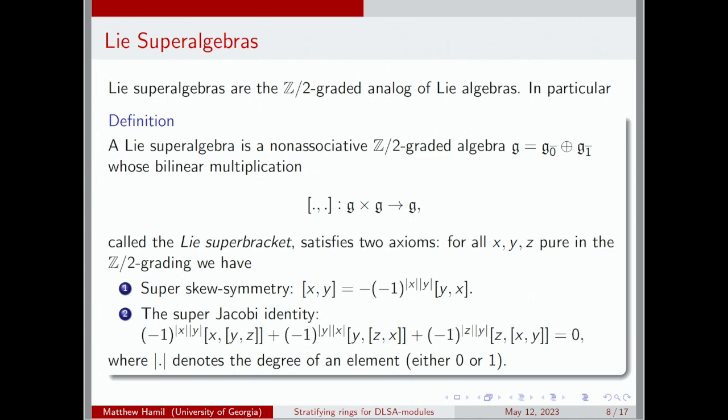So we have the super skew symmetry: the bracket of x and y is equal to the bracket of y and x up to a sign, depending on the grading of x and y. By the way, these axioms are stated for elements which are pure in the grading, so you can extend linearly. And then there's the graded analog of the Jacobi identity, the super Jacobi identity.